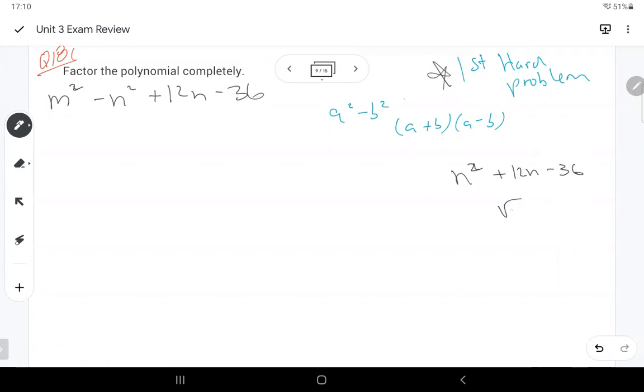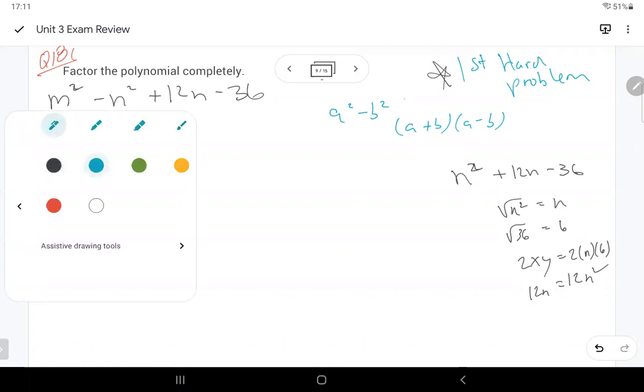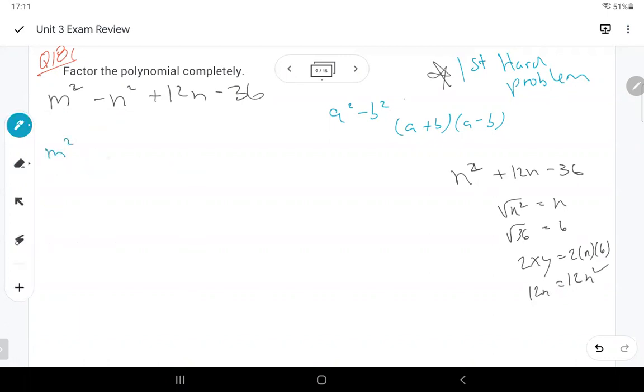So the square root of n squared is n. Square root of 36 is 6. And then it would be 2 times x times y. 2 times n times 6 gives us 12n. So 12n matches. So we can actually go straight to m squared minus (n minus 6) squared.